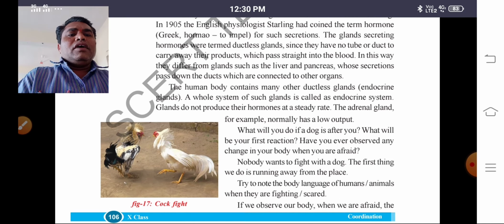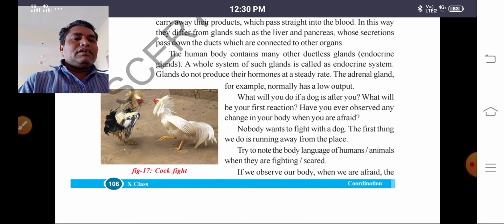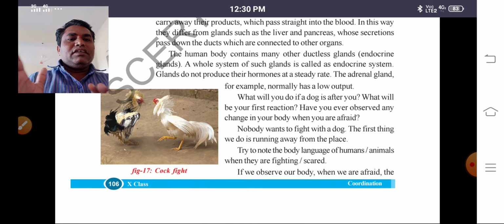For example, what will you do if your dog is after you? What will be your first reaction? Have you ever observed any change in our body when you are afraid? So nobody wants to fight with a dog. The first thing we do is running away from the place. Try to note the body language of humans, animals when they are fighting and scared.